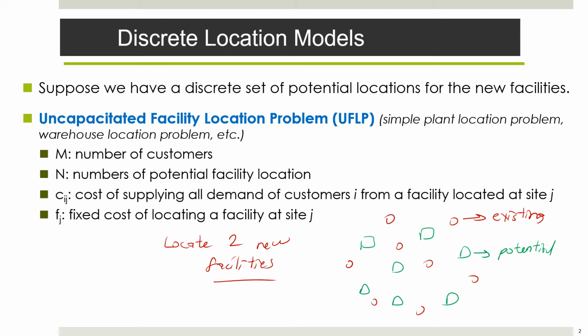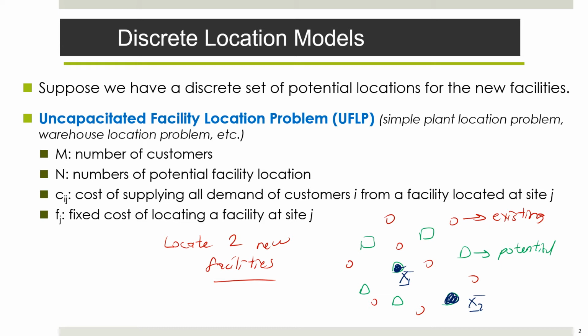Then, what is, let's say, a solution to this problem? What can be a solution? Among these green ones, we are going to select two of them. Let's say this one and this one, and locate our new facilities at these two points. But then what is the interaction of these new facilities with the existing facilities?